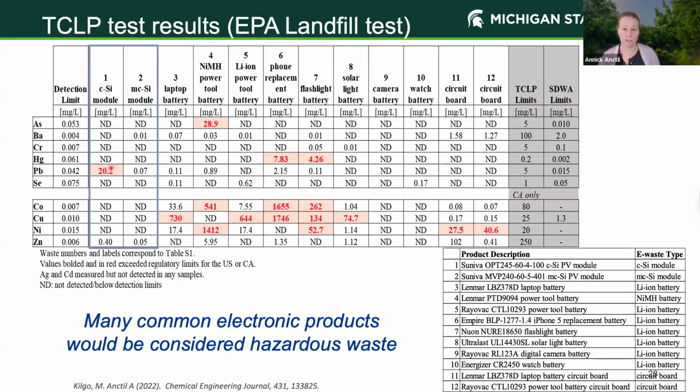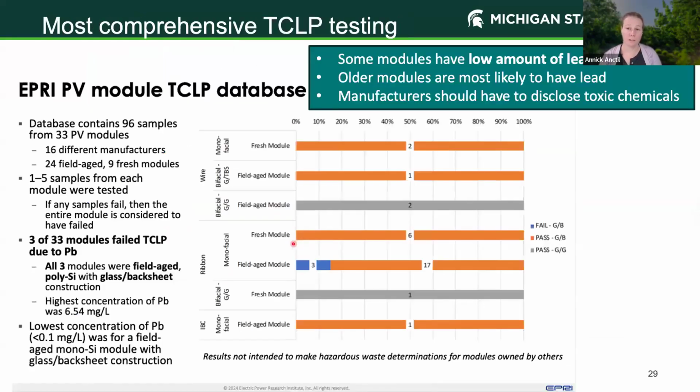So solar modules in general, there's only one we found that had some lead, and this concentration was pretty high compared to a more modern type of module. So EPRI has done more of this kind of data, and they're building this database. They don't report what module itself it is, but they've compared over 33 different PV modules so far, taking a lot of different samples.